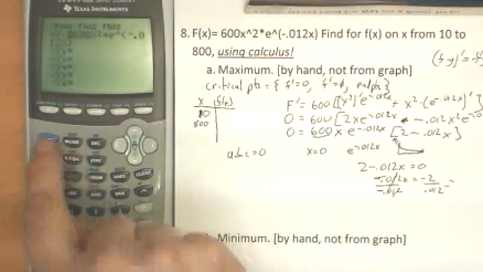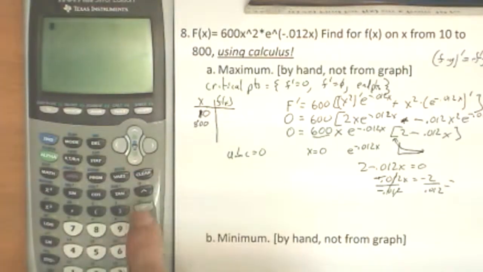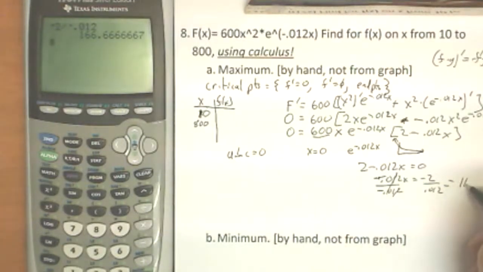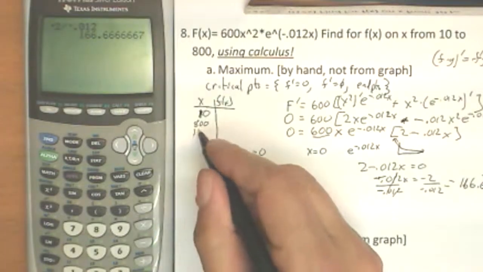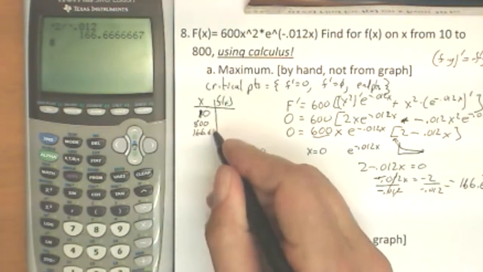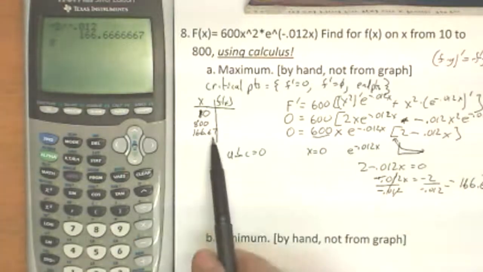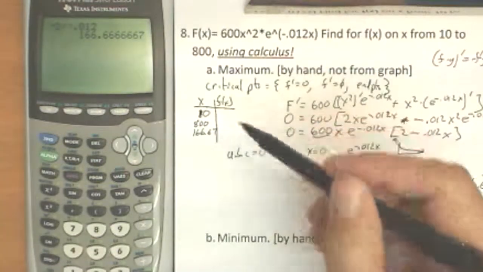So let's turn on the calculator. I already had it in there. Negative 2 divided by negative 0.012, 166 2/3. 0.6 forever. So that is a new critical point. 166.66 forever. We'll maybe round that off to 167. So we need to find the f values for all three of those.